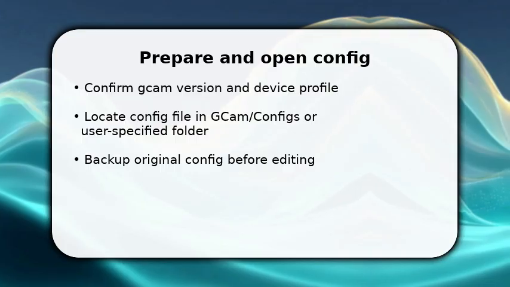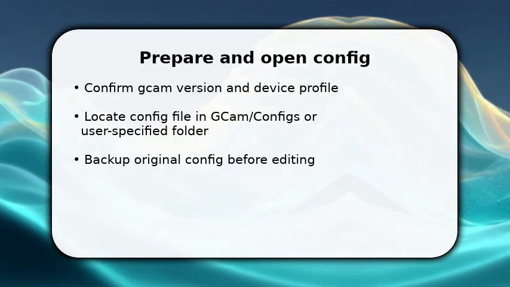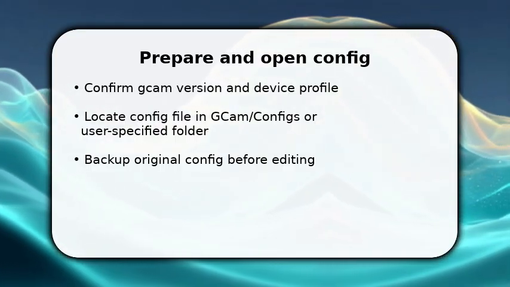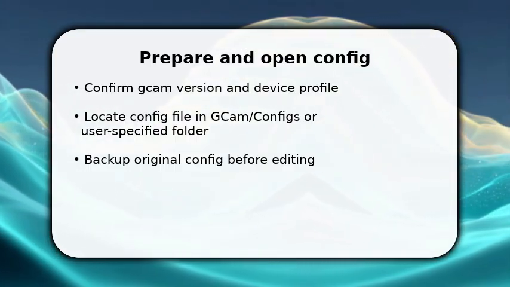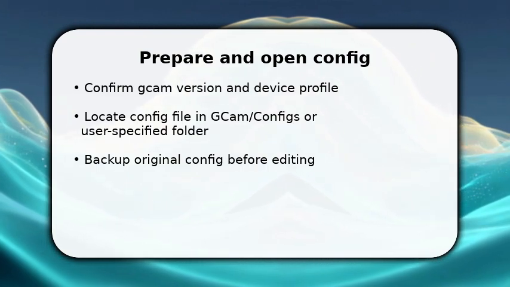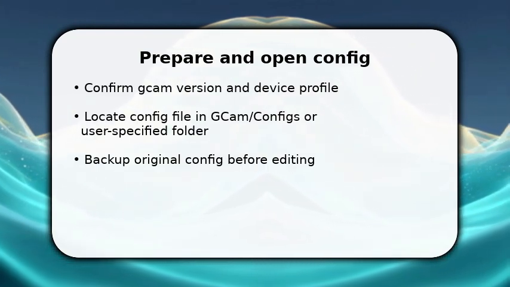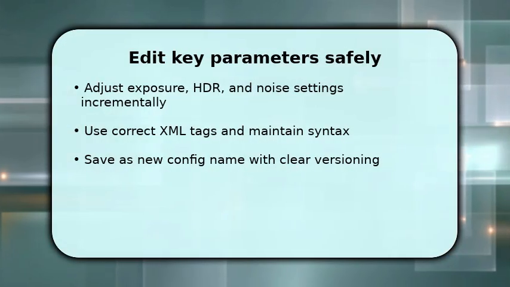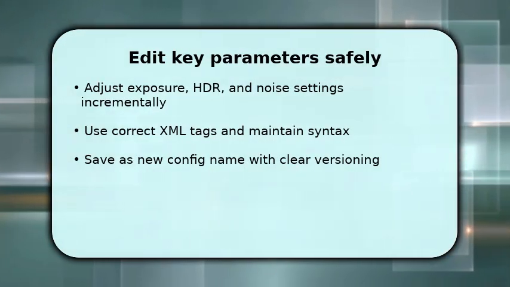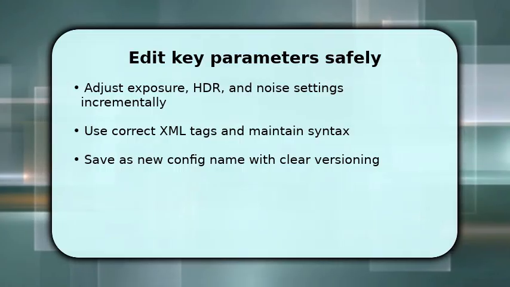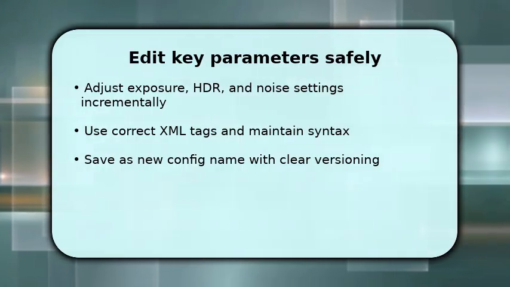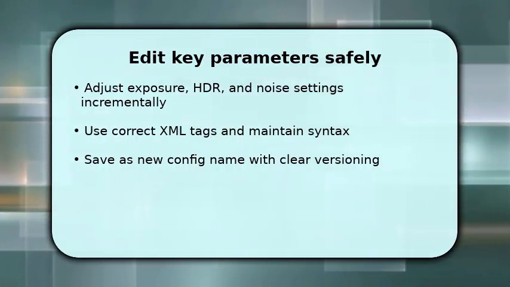Then choose a text editor that preserves XML formatting. You'll edit parameters directly rather than relying on in-app toggles. Make small changes first, so you can quickly revert if needed. You now edit parameters like exposure compensation, HDR mode, denoise strength, and white balance. Change values incrementally, 2 to 5% or one step, so you can evaluate impact.